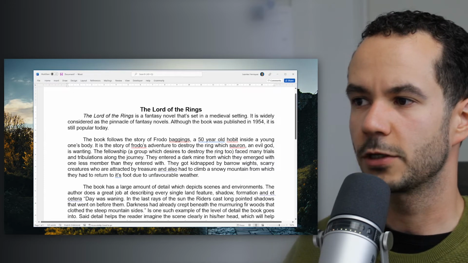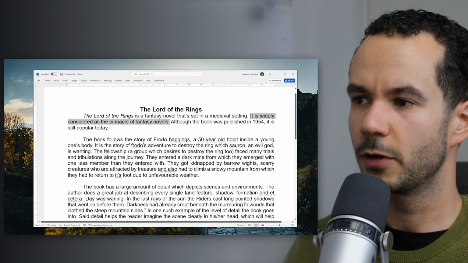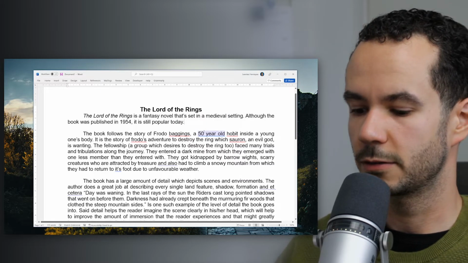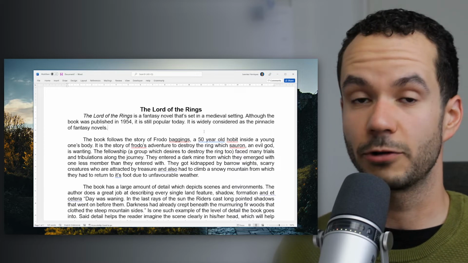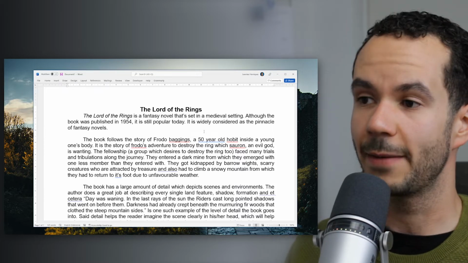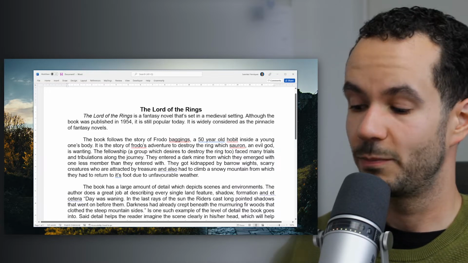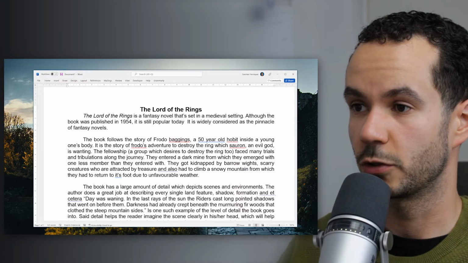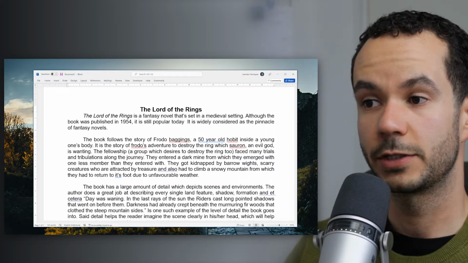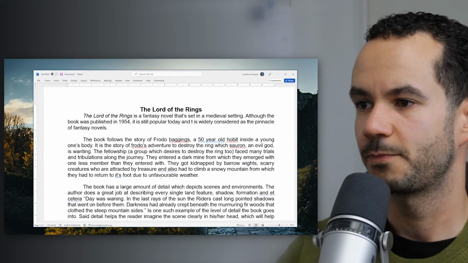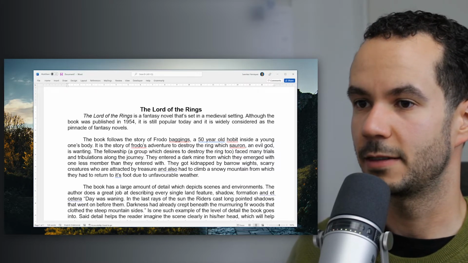So what I'm going to do is copy this sentence about it being the pinnacle of fantasy novels, and paste it at the end of this sentence. Now, I didn't change much other than this structure, and as I said, I want to create a compound complex sentence, and that means that I need to combine these two sentences together. How am I going to do that? Well, basically with a coordinating conjunction, one of the fanboys. And I'm going to combine them with and. So I'm going to say it is still popular today, and it is widely considered as the pinnacle of fantasy novels.